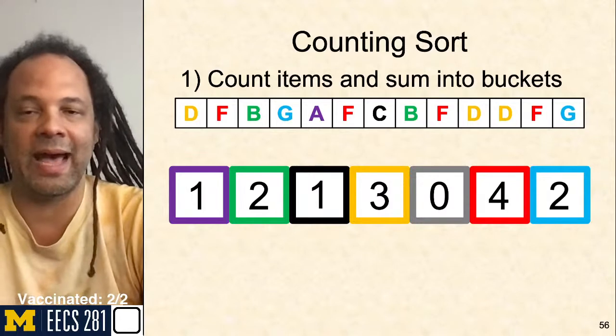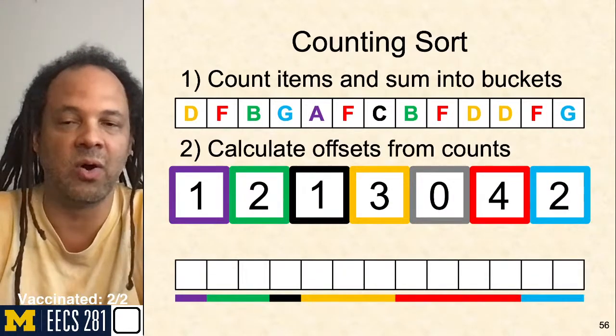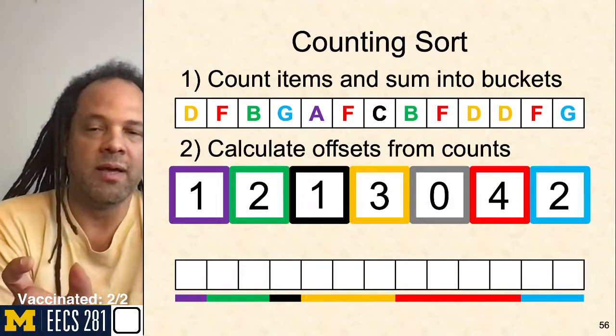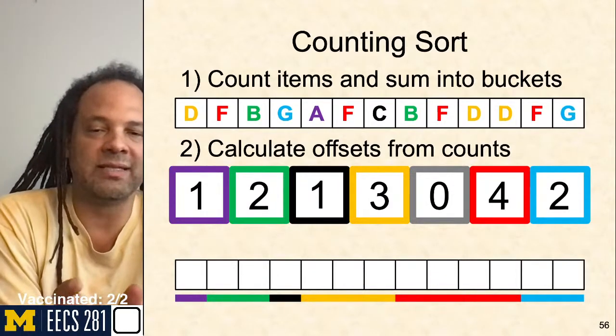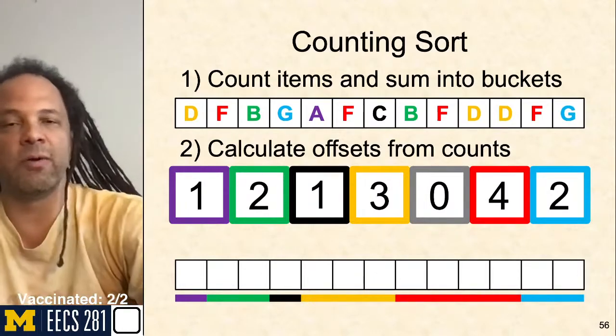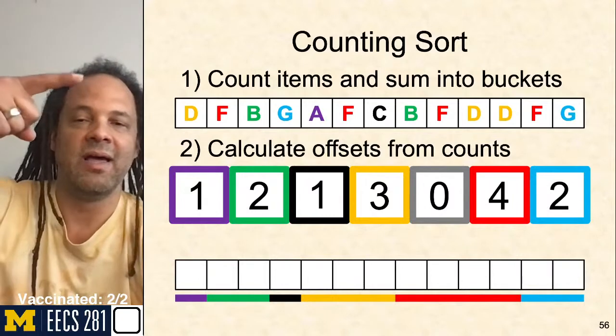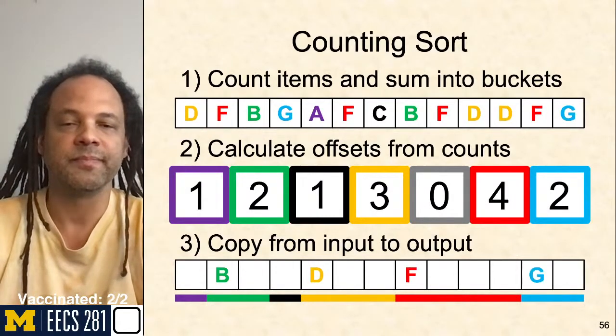My second pass goes through and figures out where those offsets begin. And so I can see I've got 1 A at the beginning, and then I've got space for 2 Bs, I've got space for 1 C, and it works all the way across. Now, in my third pass, I'm going to just take the data and write them where they belong in my output set.